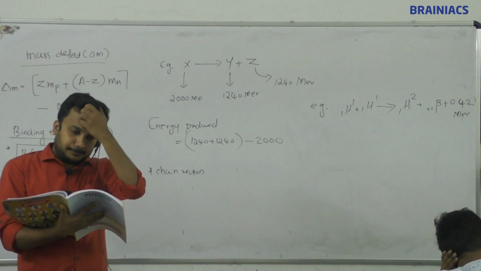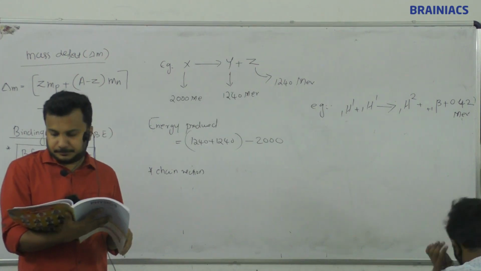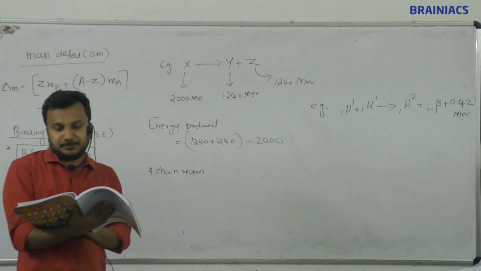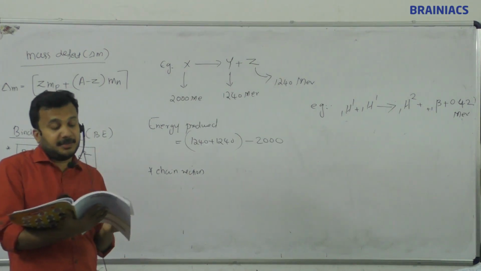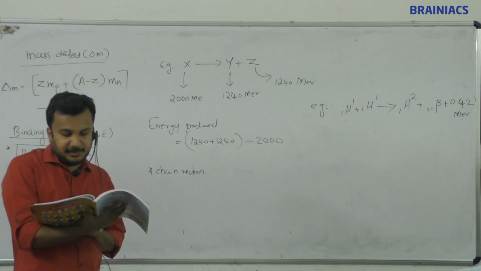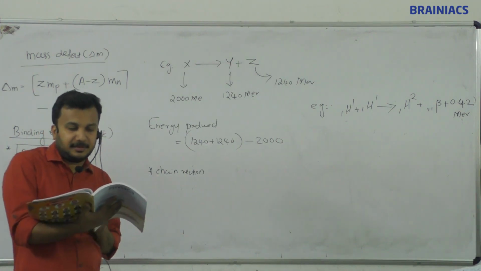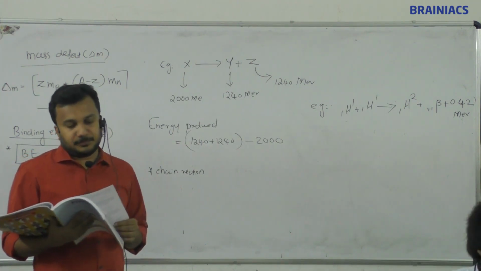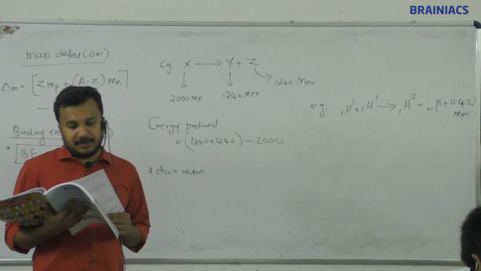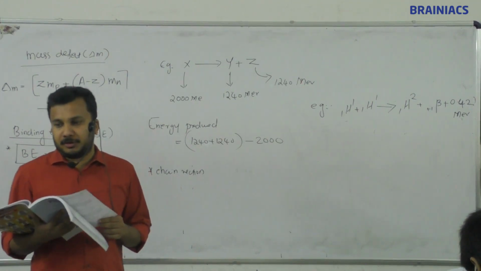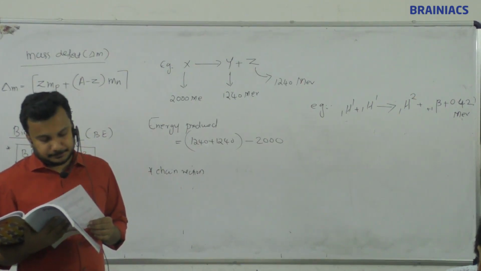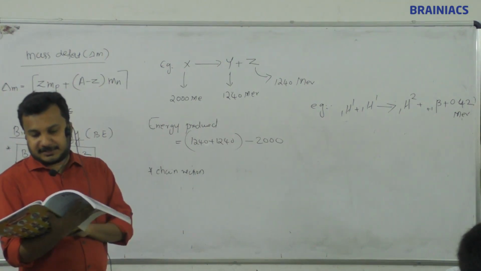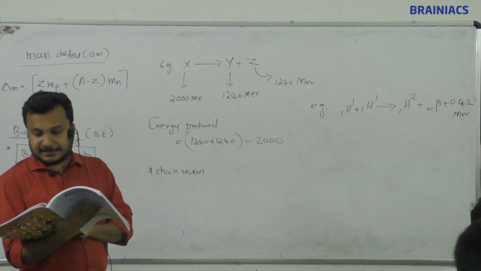Below, write one note. Let TA and TB be the average life of two daughter nuclei of a substance X.